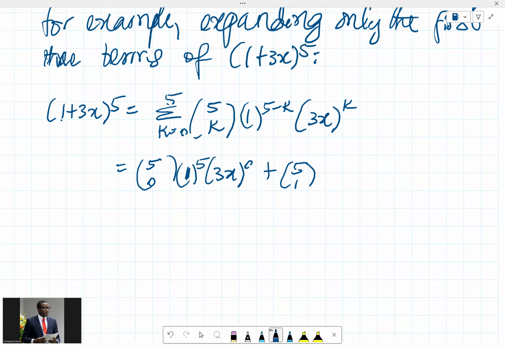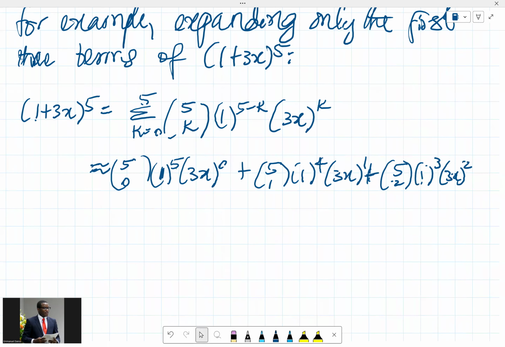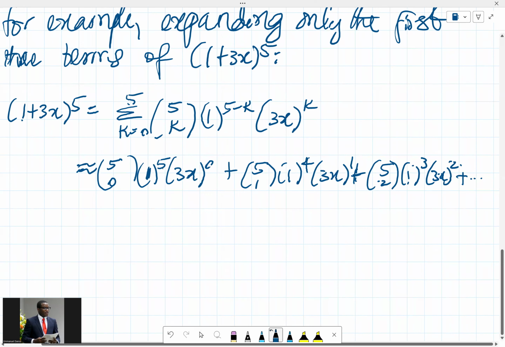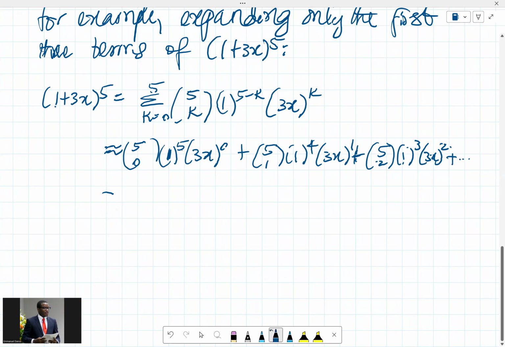And we have 5 combination 1 into 1 raised to power 4, then 3x raised to power 1. Because at every point in time, 5 plus 0, 4 plus 1 should add up to the highest power 5. And then the final term we need is 5 combination 2, then 1 raised to power 3, and 3x raised to power 2. Again, 3 plus 2 will give us 5. So you can see we don't have to go further. Since we are just getting 3 terms, this is an approximation. So we can have all the rest going like that. We just need the first three terms, so we are good.